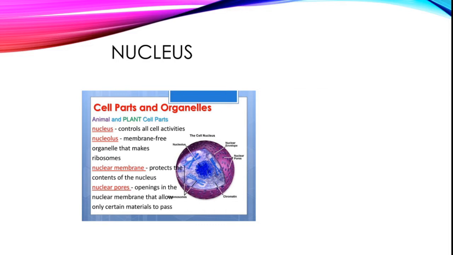Then we come to the nuclear pore. It is an opening in the nuclear membrane that allows only certain material to pass in and out of the nucleus. The chromatin network is also present in the nucleus, which consists of DNA and genetic material, and helps in transfer of hereditary material from one generation to another.